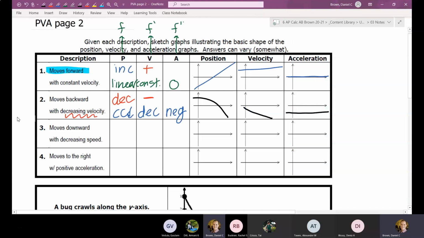And then we will go over them and we'll start some of the problems underneath it, but we probably won't get a chance to finish them. I don't want to rush them. So try 3 and 4. Number 3, I want you to see if you can figure out relationships between PVA. When I say that this is moving downward with a decreasing speed, you might need to go back and flip over or switch over to remind you what a decreasing speed would need to look like or what that means. And then number 4, we're moving to the right with a positive acceleration.